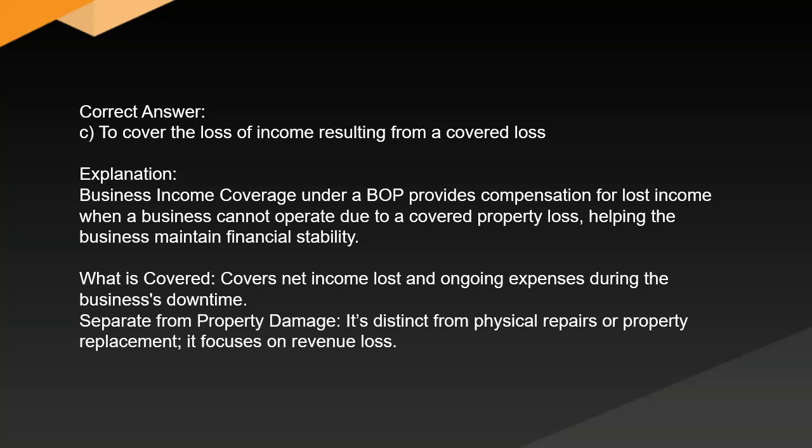Explanation: business income coverage under a BOP provides compensation for lost income when a business cannot operate due to covered property loss, helping the business maintain financial stability. What is covered? It covers net income lost and ongoing expenses during the business's downtime. Separate from property damage: it's distinct from physical repairs or property replacement. It focuses on revenue loss.